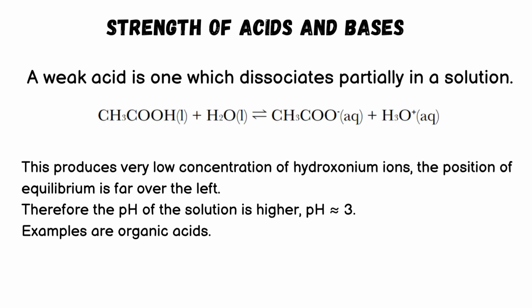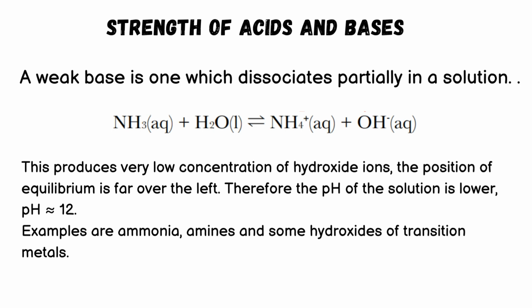A weak acid is one which dissociates partially in a solution. CH3COOH plus H2O gives CH3COO- and H3O+, which is a reversible reaction. This produces very low concentration of hydroxonium ions. The position of equilibrium is far over the left. Therefore, the pH of the solution is higher, pH approximately equals 3. Examples are organic acids.